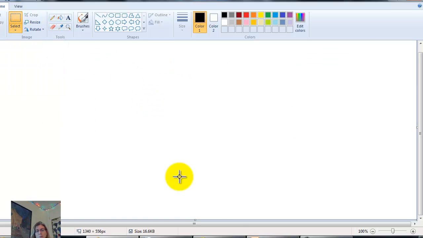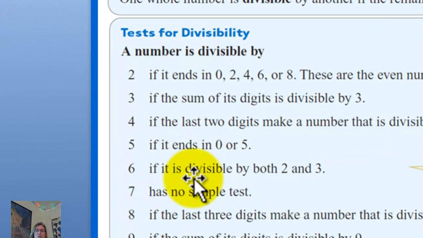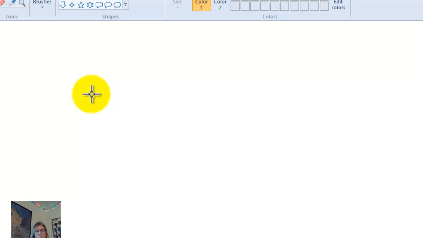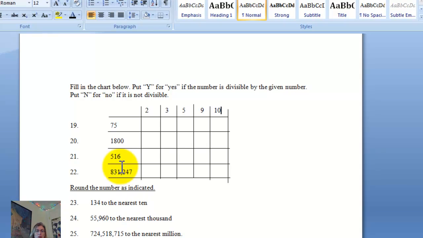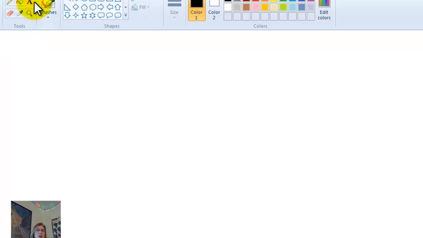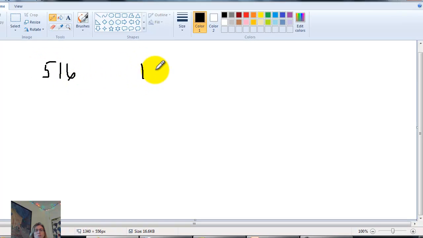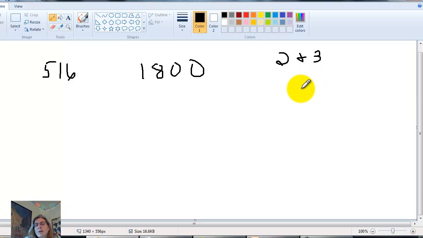Now, divisibility by 6: if it is divisible by both 2 and 3, so you apply the tests for 2 and 3. We could look at that. Let's take one of the numbers from the problem, 516. And if we want to look for divisibility by 6, actually let's look at two numbers, 1800. You apply the rules for 2 and 3 to see if it's divisible by 6.